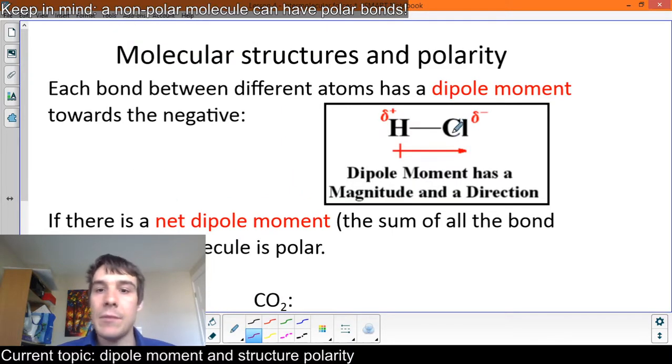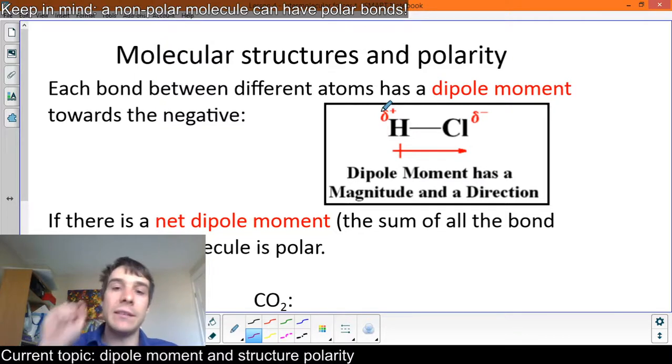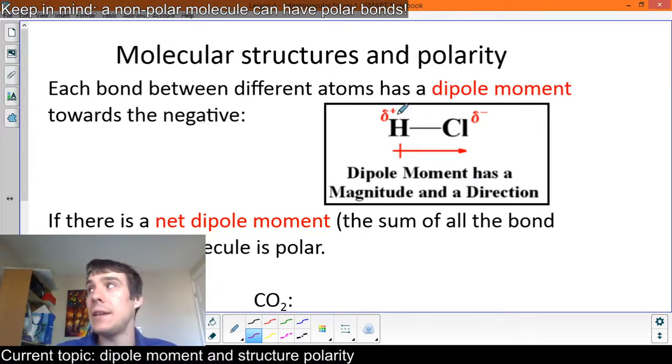So this dipole moment is a vector. It has a magnitude and a direction. So we can actually assign strengths to it and add them together and stuff like that. This symbol is the lowercase delta. If you know your uppercase delta in physics and in math, it means change. Lowercase delta means little change. So it's not quite fully positive, but it is slightly positive. So this means slightly positive, this means slightly negative.